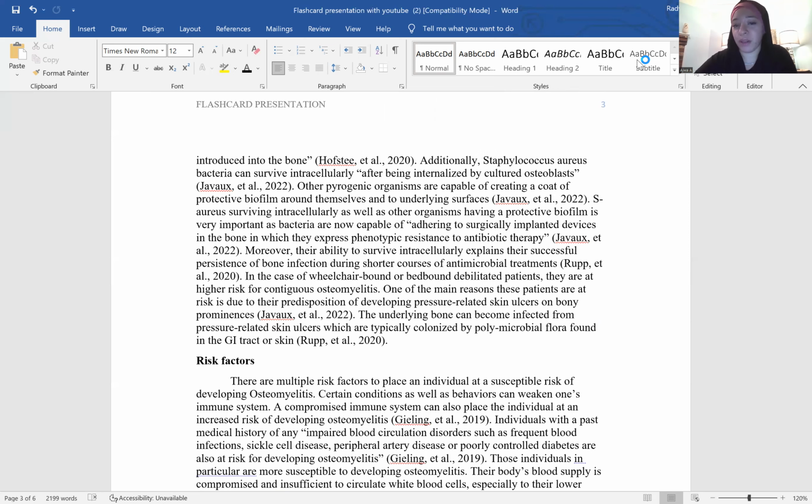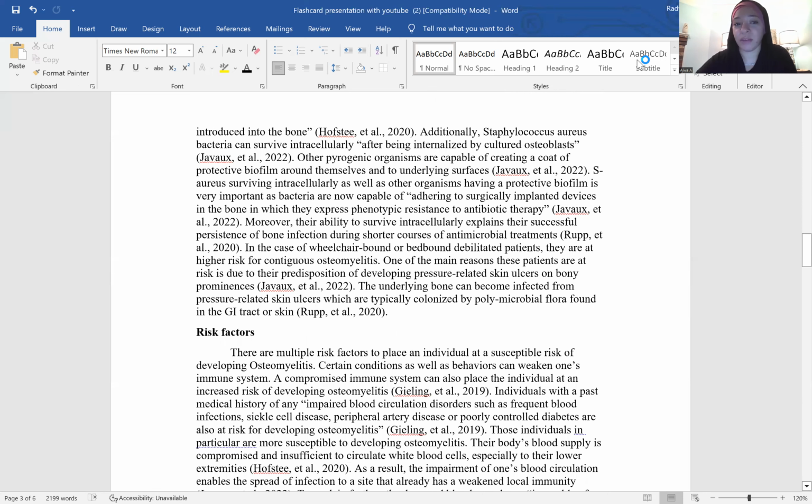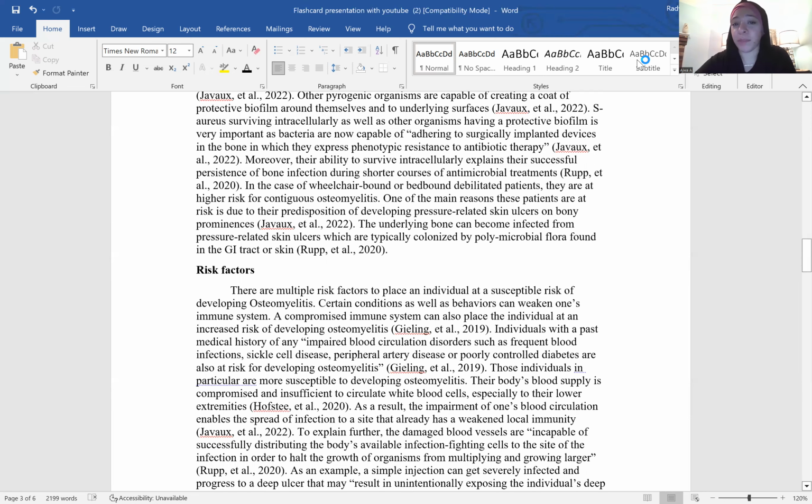Other pyogenic organisms are capable of creating a protective biofilm around themselves and underlying surfaces. Staph aureus surviving intracellularly, as well as other organisms having a protective biofilm, is very important as bacteria are now capable of adhering to surgically implanted devices in the bone, in which they can express phenotypic resistance to antibiotic therapy. Moreover, their ability to survive intracellularly explains their successful persistence in bone infection during shorter courses of antimicrobial treatments.